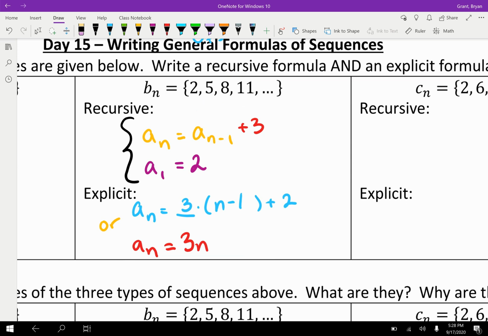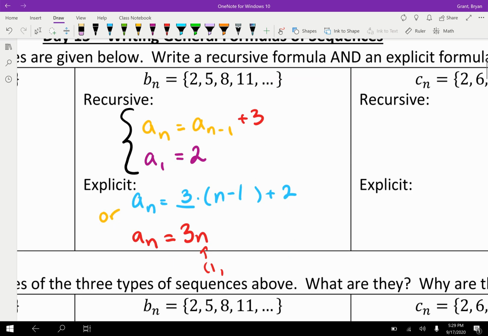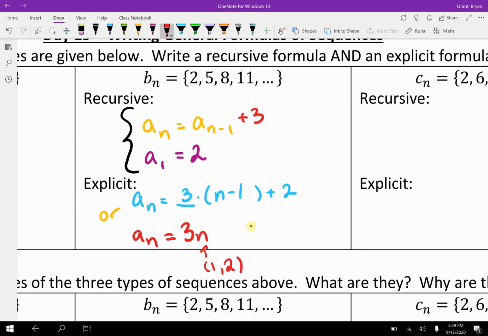Well, we're just going to quickly check that. Is it 3n? Well, if I input 1 in for n, we know the answer, the first term, maybe you can see it up here, better be 2. So if I input 1, 3 times 1, I get an answer of 3. 3 is clearly not 2, which means I'm going to have to add or subtract something at the end to bring my answer back down to the correct one.